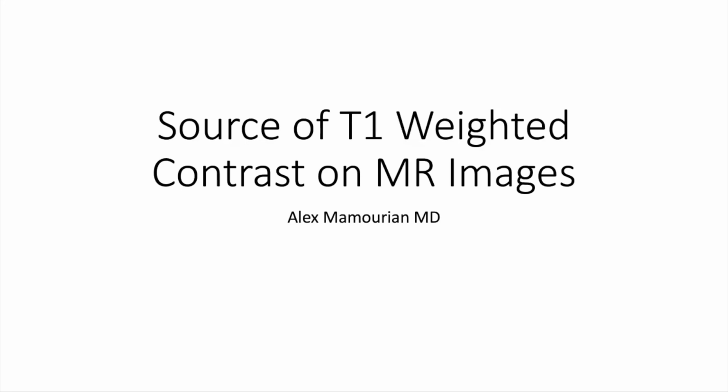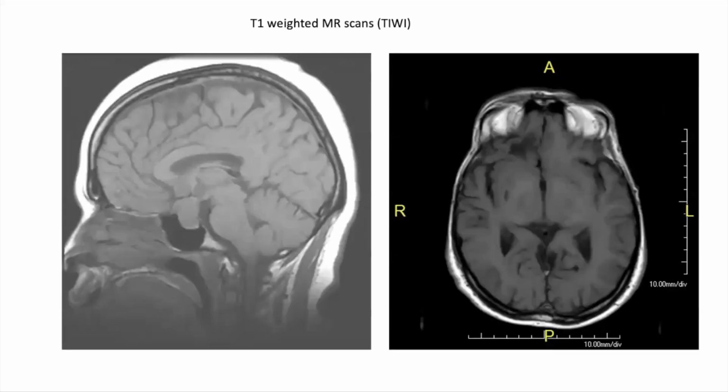On the source of T1 weighted contrast on MR images. I mean, this seems like a pretty simple topic, but I think it gets overlooked as we talk more about advanced MR techniques like susceptibility weighted imaging and ASL and the like. So as we think about MR, the way we recognize that these are T1 weighted images is that the fat appears to be of high signal intensity and the ventricle is dark.